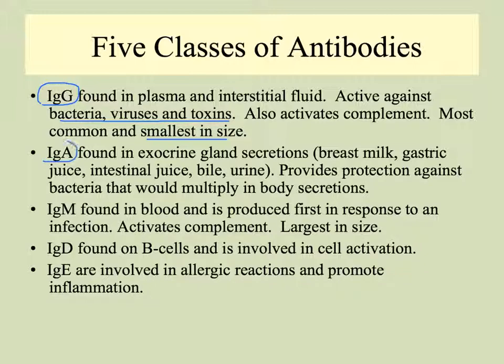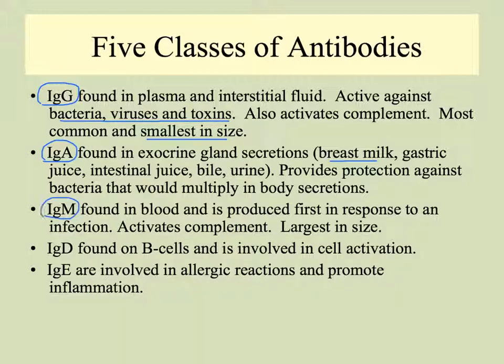IgA is found in those various secretions, the exocrine gland secretions. Getting back to babies, it's the one that's found in breast milk, and again helps to provide passive immunity to babies while they are still young. Because IgA is found in all of the secretions and the mucosal membranes, it helps provide protection against the bacteria that would just love to live in that nice, warm, moist environment. And so it's there to keep that from happening.